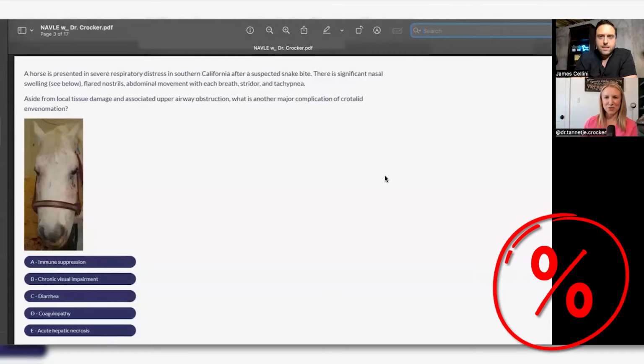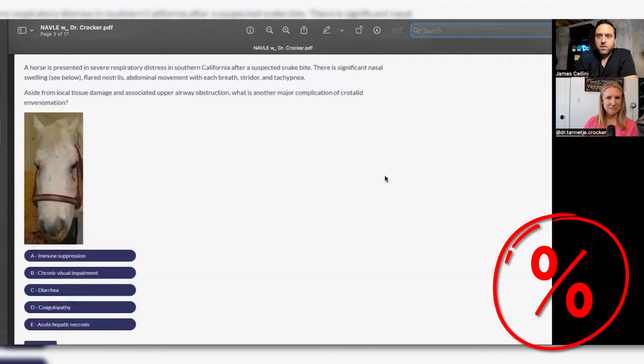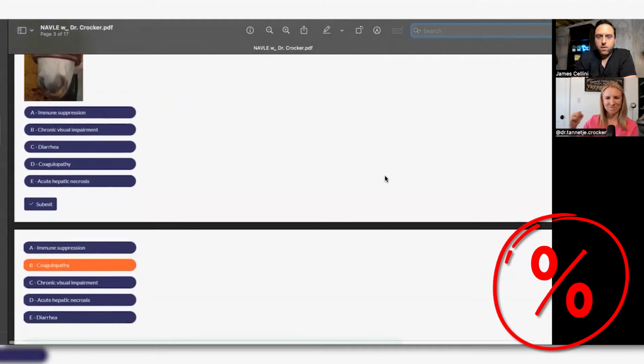So I actually did my internship in California, so I saw a fair amount of these. We used to cut tubing and put it up their noses and tape it in, so when they swelled a lot, they could still breathe. So we had a ton of these, but I'm going to go with D, coagulopathy. Is that the one you would have picked also? Yes. And that is the correct answer.